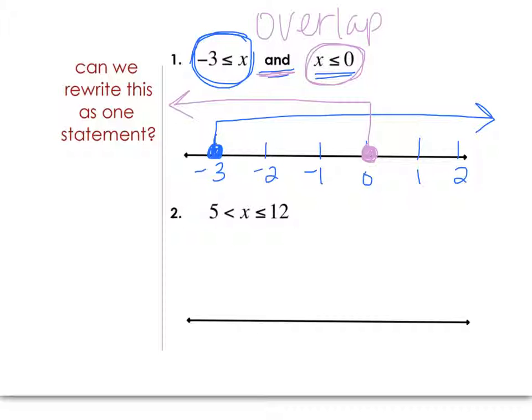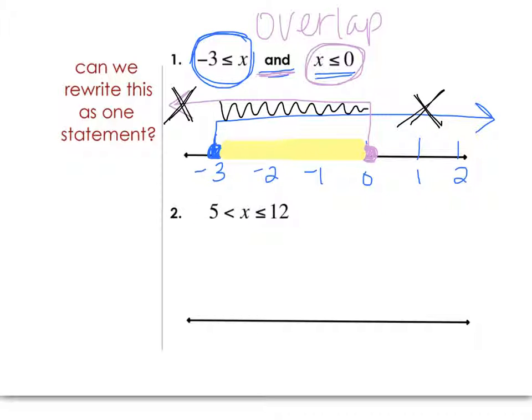Well, if I look at this side, it's not true. This side's not true because there's no purple over here. There's no blue over here. But this middle section, the overlap, is where I want to shade. The overlap is where my answer is. So all of your answers are anything in between -3 and 0.